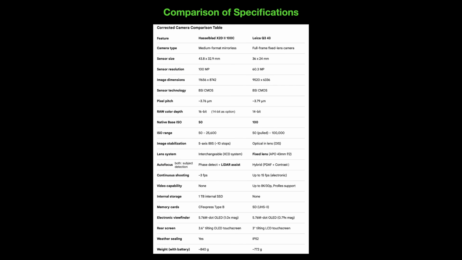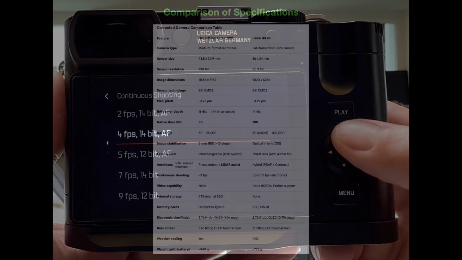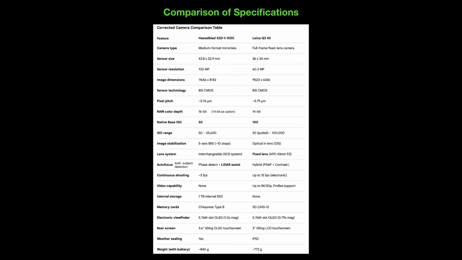All right, so here is the comparison table I just outlined in the live demonstrations, and I think I mentioned almost everything on here. What I did not mention, I think, is just below the middle of the page, the continuous shooting capabilities. The X2D Mark II has 3 frames per second. The Leica Q3 43 theoretically can go up to 15 frames per second in electronic shutter mode. But I showed you before live that if you want to stick to 14-bit color depth, 4 frames per second is end of story. So I think the comparison is almost not fair. The Leica is a little bit faster when it comes to continuous shooting, but not significantly faster.